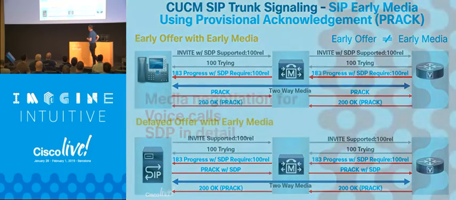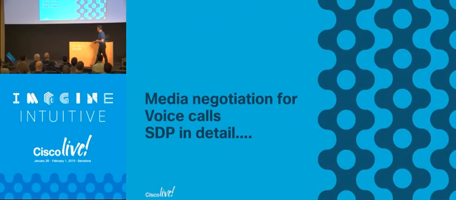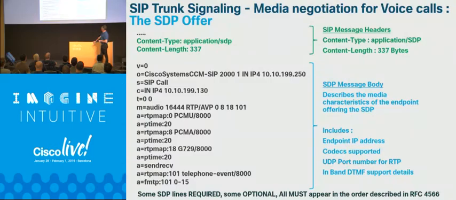Okay, and then let's have a look at SDP in detail here. If you were to look, in green here is the last few lines of the headers. So you'll see Content-Length, Content-Type application/SDP, and the last header here is Content-Length, 337 bytes. And this is typically what you'll see here. You'll see a series of lines with a single character, an equals value, and a number of lines here. Some are required, some are optional, but they must be in a specific order.